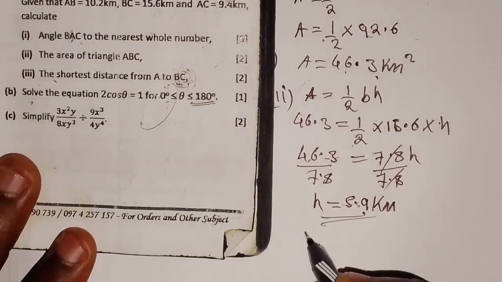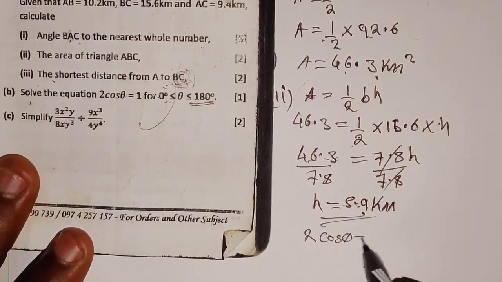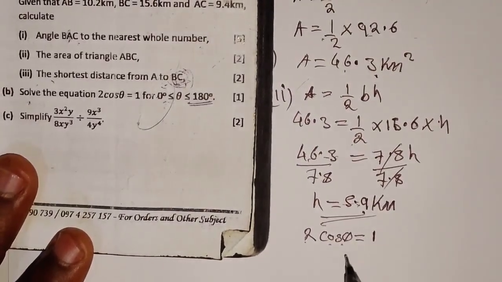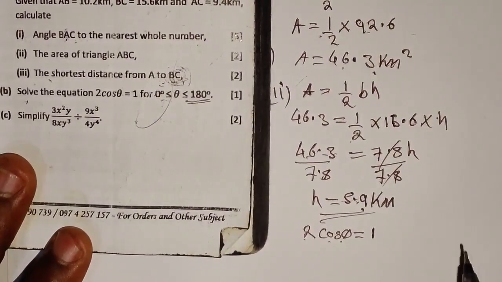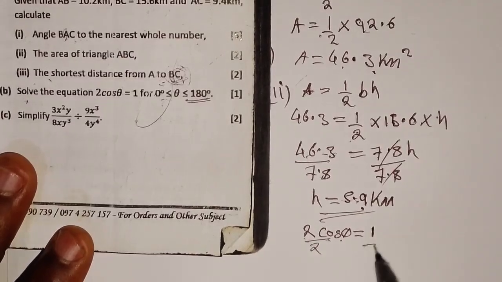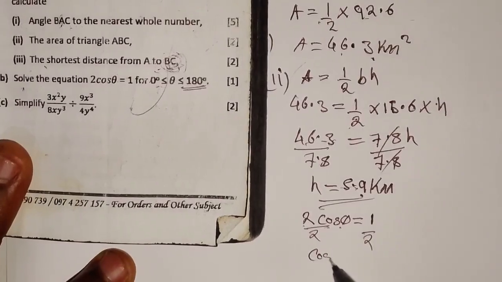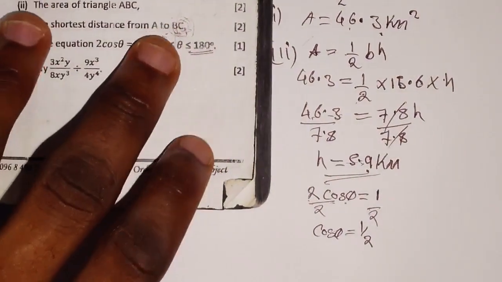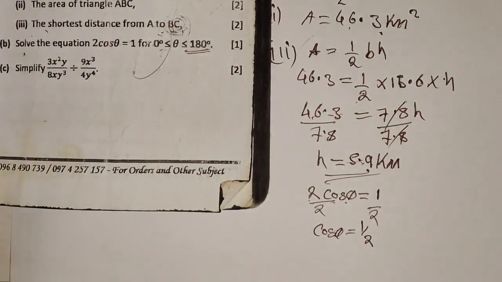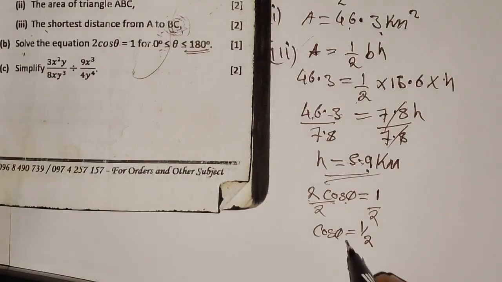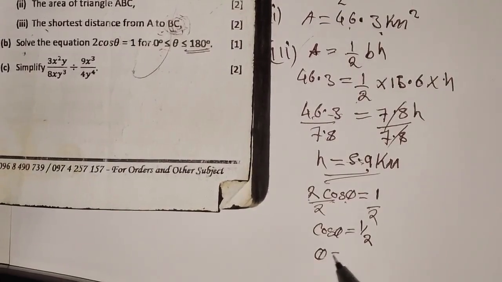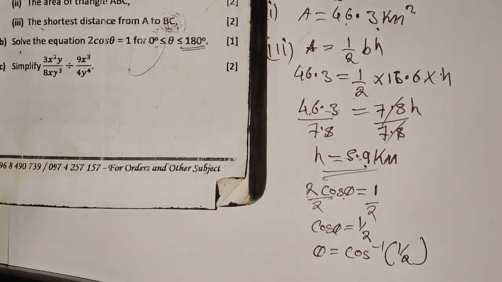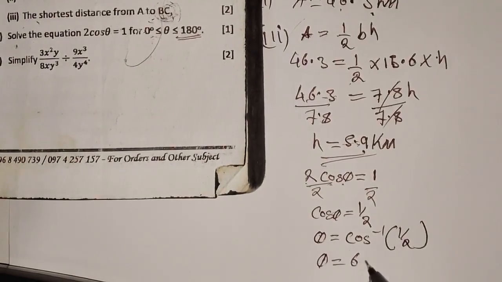Okay, so we have this equation, a simple equation: 2 cos theta is equal to 1. So here you just make cos theta the subject of the formula by dividing both sides by 2. So I'm going to have cos theta is equal to 1 over 2. So 1 over 2 is a special angle which you can even solve without a calculator. But this is paper 2, so you're allowed to use a calculator. So here we make theta the subject of the formula by doing theta is equal to cos inverse of 1 over 2, isn't it? So cos inverse of 1 over 2 is 60. So this will give you 60 degrees.